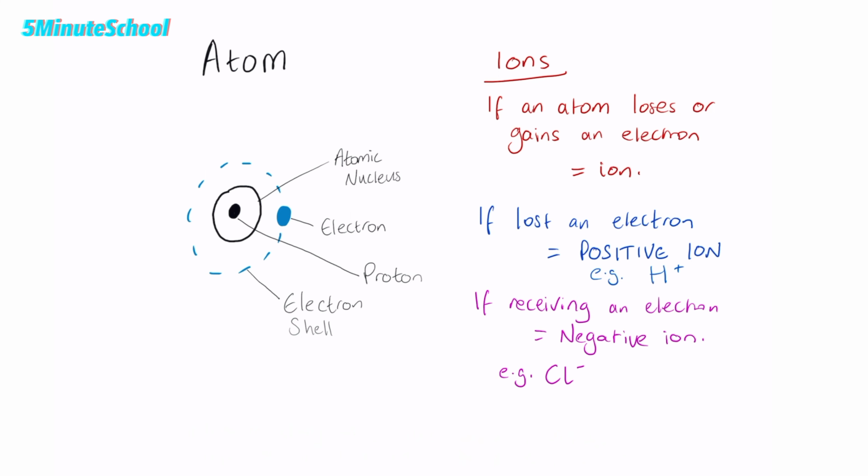Something to note is that more than one electron could be lost or gained. For example, you could have the loss of 2 electrons from calcium, and then you get Ca2+. So that's how ions are formed.